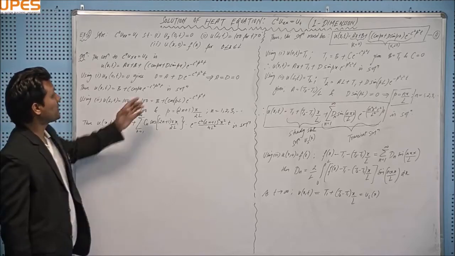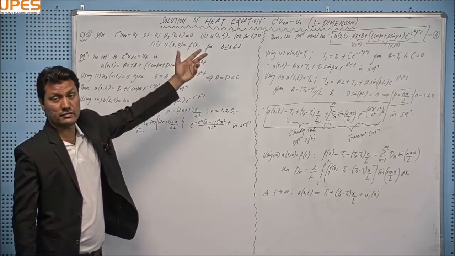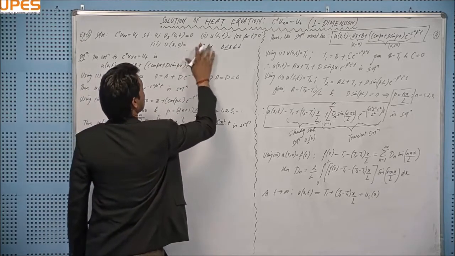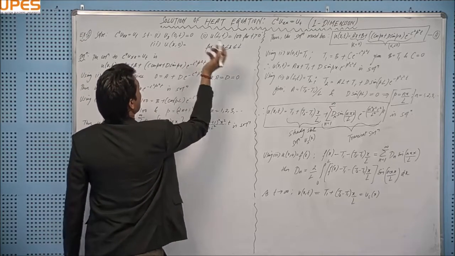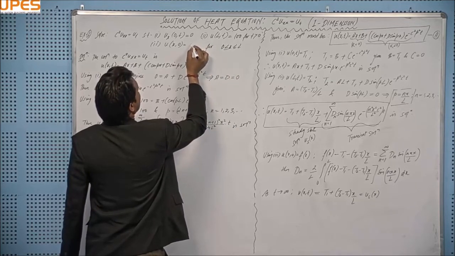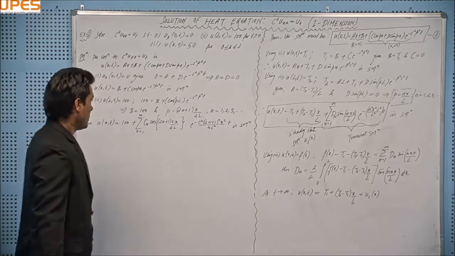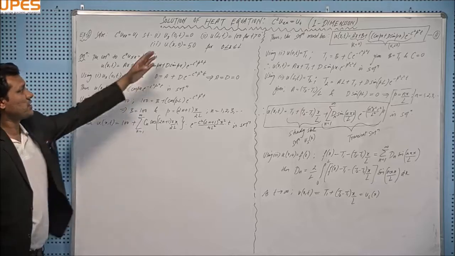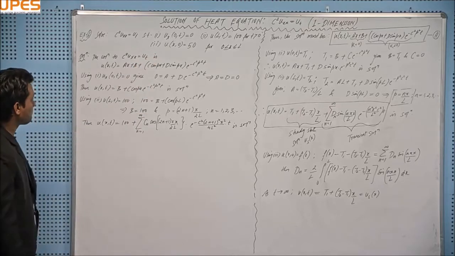And you can see that u(x, 0) is equal to f(x). I have not taken f(x). Let me take some easiest function. Let me take a constant. u(x, 0) is equal to some temperature. Let me call it 50. It is just a matter of applying the Fourier series formula now. So I am taking the simplest case, u(x, 0) is equal to 50.